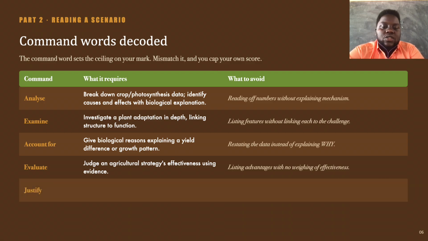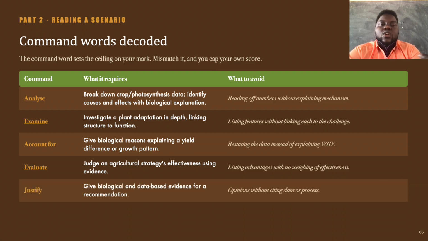The fifth word is to justify. Here you are going to give biological and data-based evidence for a recommendation, avoiding opinions without citing the data or the underlying process. For example, if you say, I think farmers should switch to maize, that is an opinion. Farmers should consider maize because table 1 shows it's sustaining 98% of peak photosynthetic rate at 38 degrees Celsius, driven by its carbon dioxide concentrating mechanism. That is a justification. Do you see the difference?